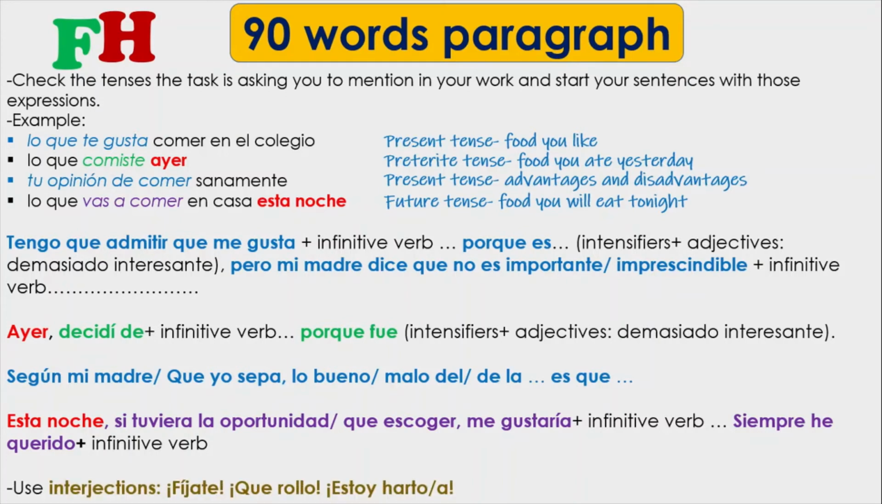Also, do not forget to use interjections. So what are those? When you say, for example, fíjate, which is imagine, or qué bonito, qué delicioso, qué rollo, which is what a nuisance, or estoy harto, estoy harta. Harto for masculine, harta for feminine, which translates to I have had enough.